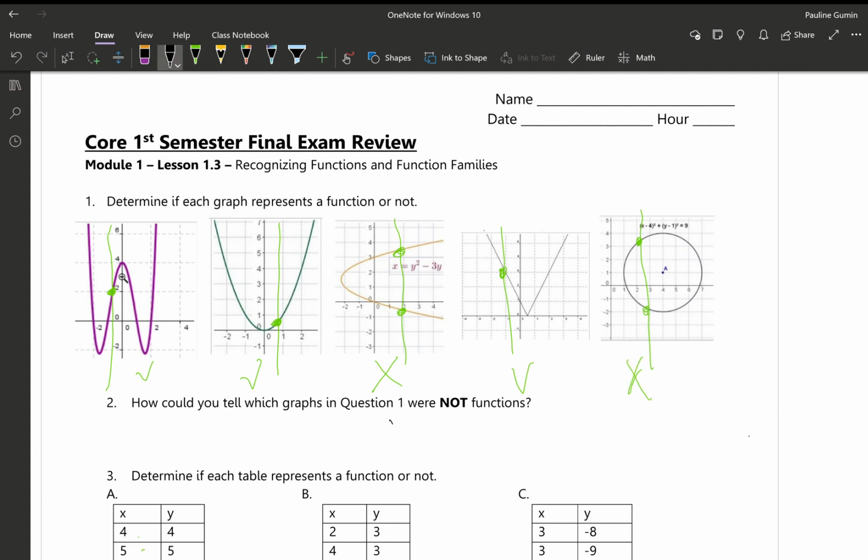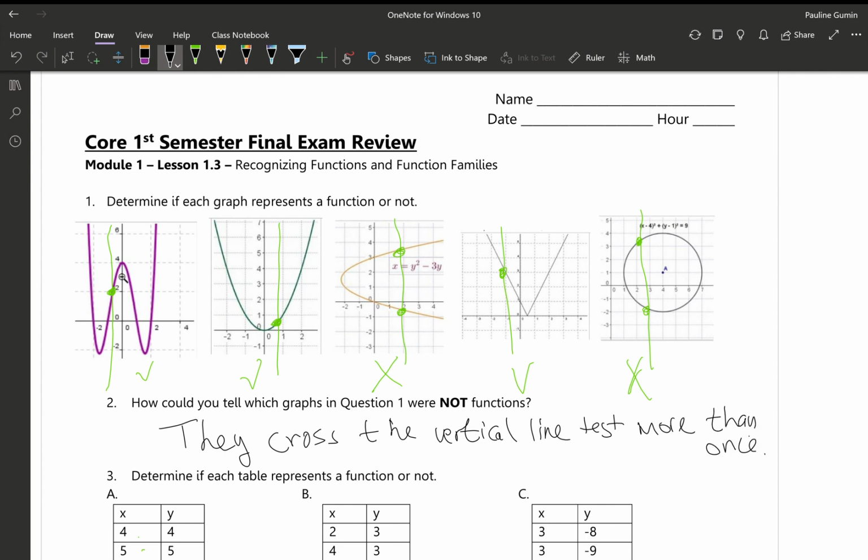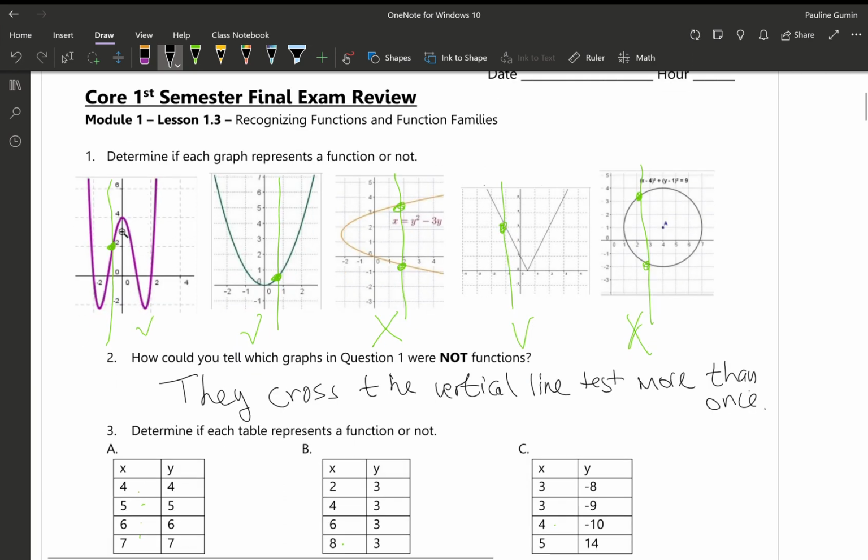So how can we tell which graphs are not functions? They cross the vertical line test more than once. All right, so that's how we tell if graphs are functions or not.